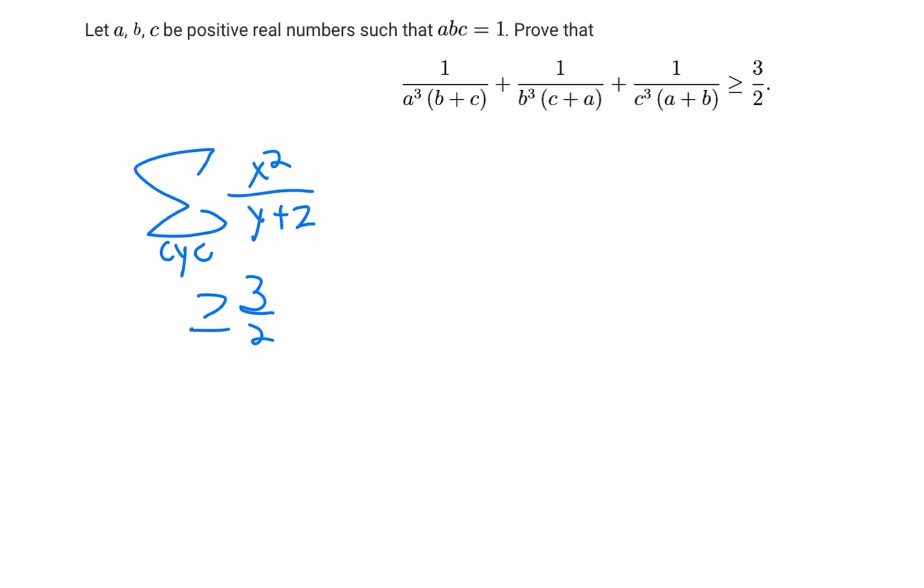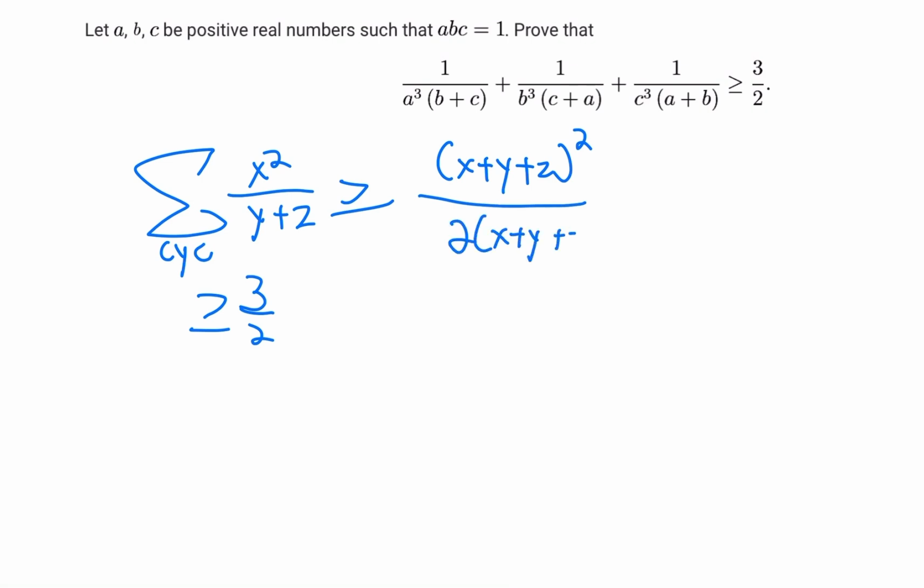So we can use Titu's lemma, which says that this thing is greater than or equal to x plus y plus z squared over 2 times x plus y plus z, because each term appears twice when we're summing all of these. And so this equals x plus y plus z over 2.